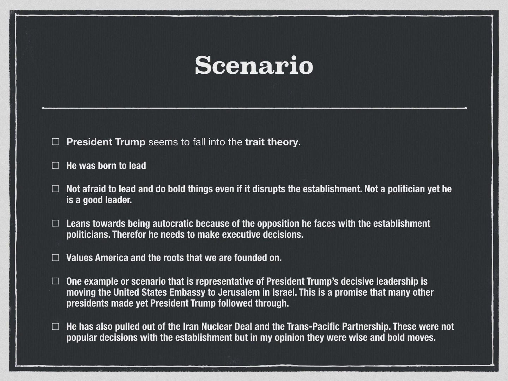And an example would be making the decision to move the U.S. Embassy to Jerusalem. It's something that many presidents promised to do, something that he followed through on. Also, pulling America out of the Trans Pacific Partnership as well as the Iran nuclear deal. Those deals were not good for Americans. I know not all Americans agree on that, but he made the decision and he followed through, which is very typical of his leadership style.